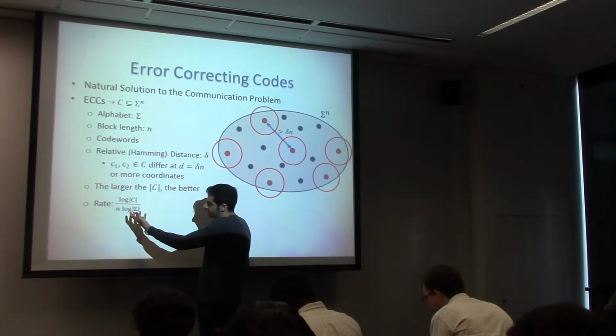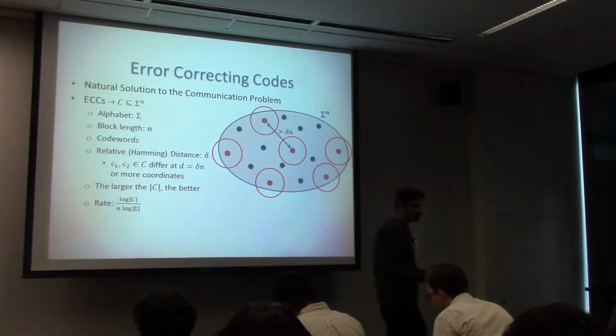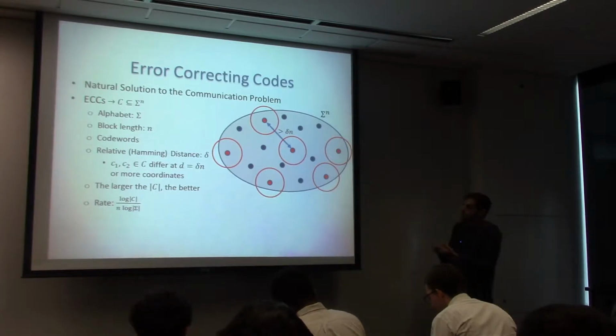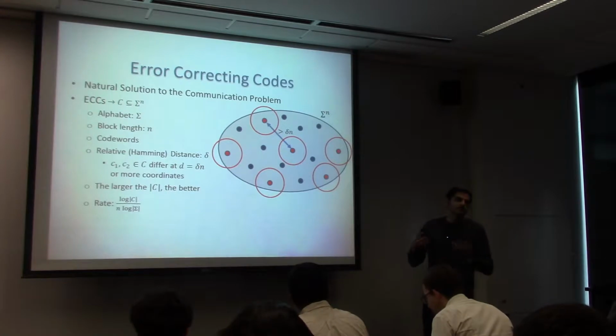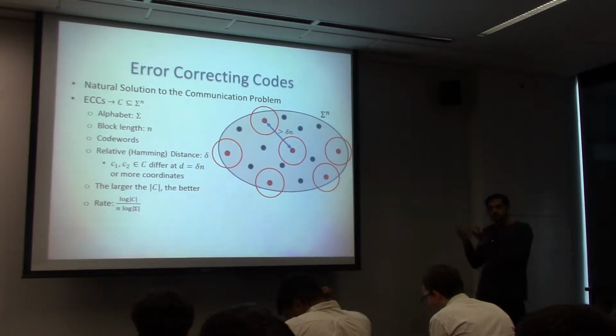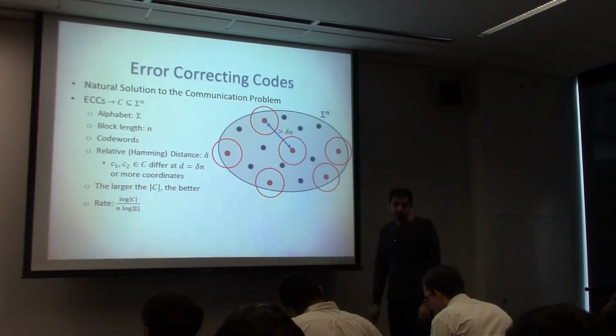So this quantity, the rate, basically shows how efficient your code is in terms of communication. If this thing is small, it means that the overhead of your code is large. You are compromising a lot for the sake of being able to resist this adversarial error.